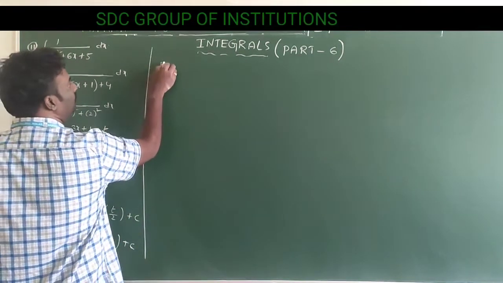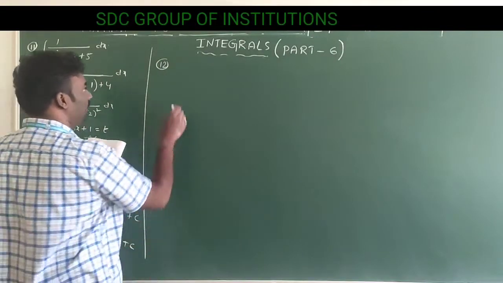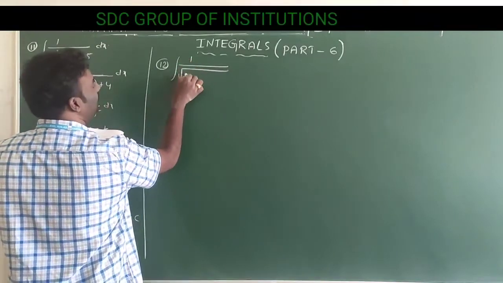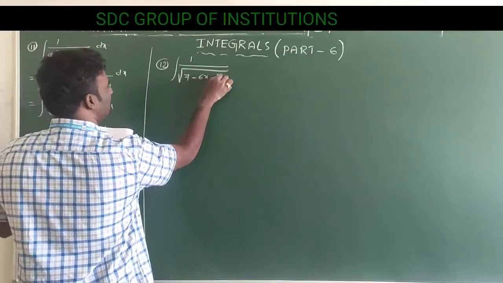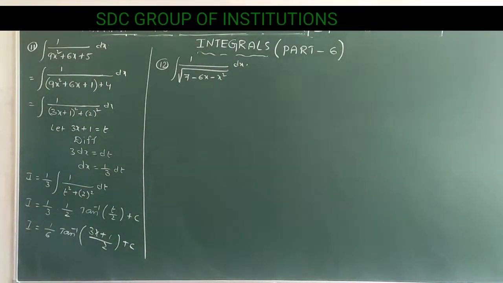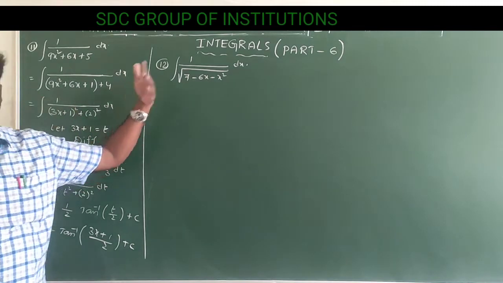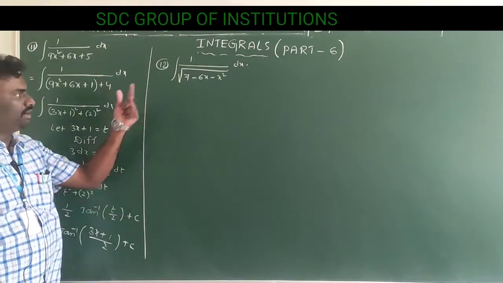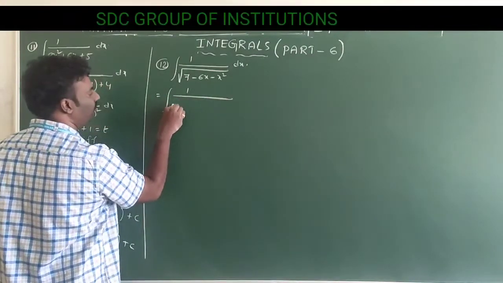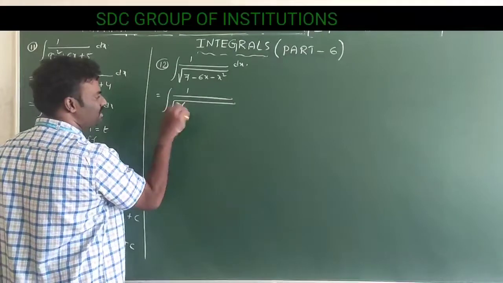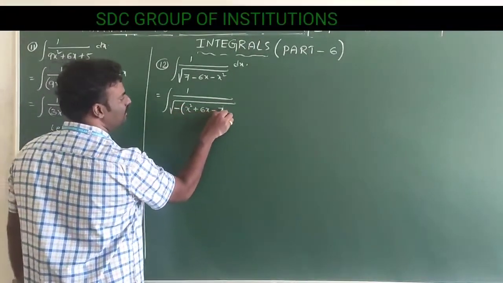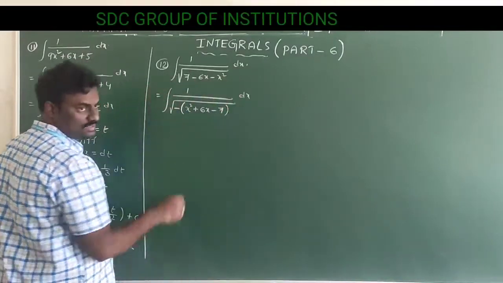12th question is important. 1 by under root of 7 minus 6x minus x square. This type 1 type 2 question they will not give directly, they need to prove the formula, and an attached problem they will also give. Okay, now how to find this? 1 by under root of, we will take minus common first, x square plus 6x minus 7 dx.